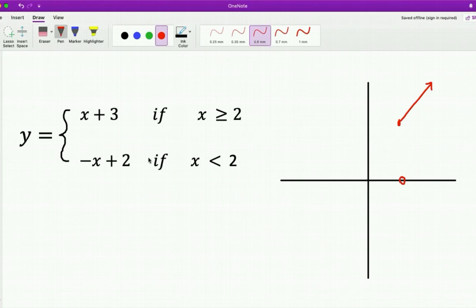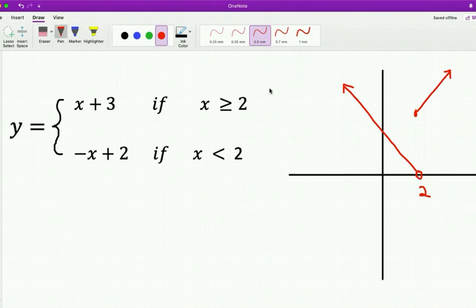So basically, I need to graph the left-hand portion. For negative x plus 2, we have a negative slope here, which means that you go in this direction. But I just need to draw the left-hand portion of the function, and this is what the function looks like as a whole. So we have the whole piecewise function shown in the right-hand image.